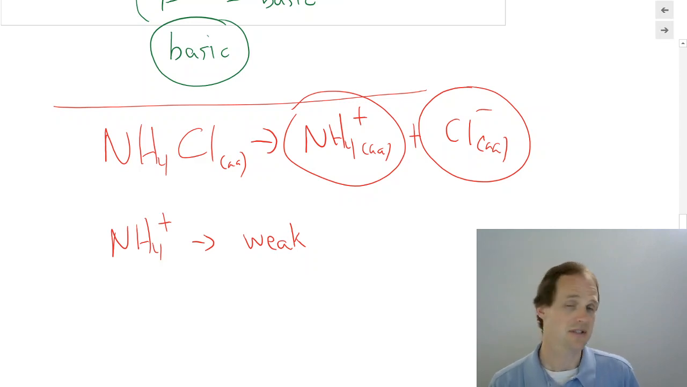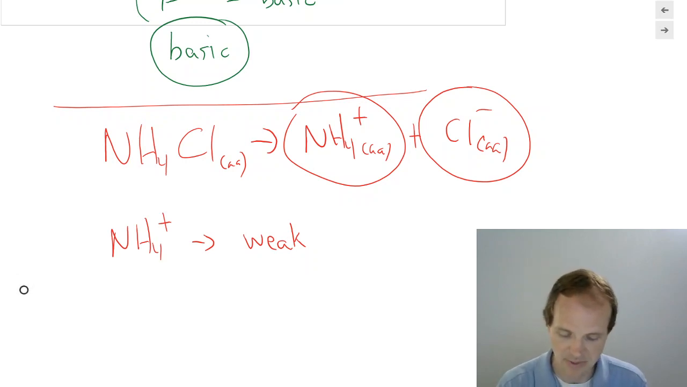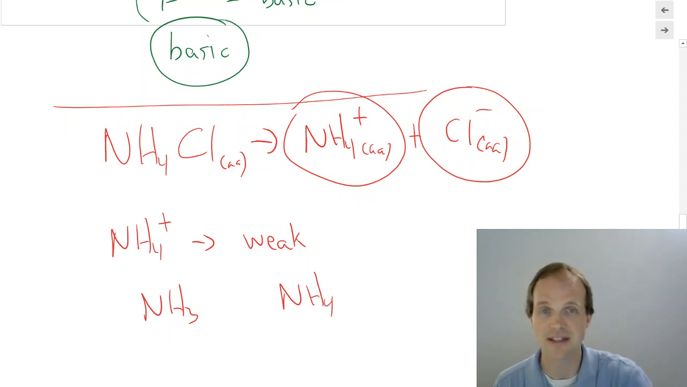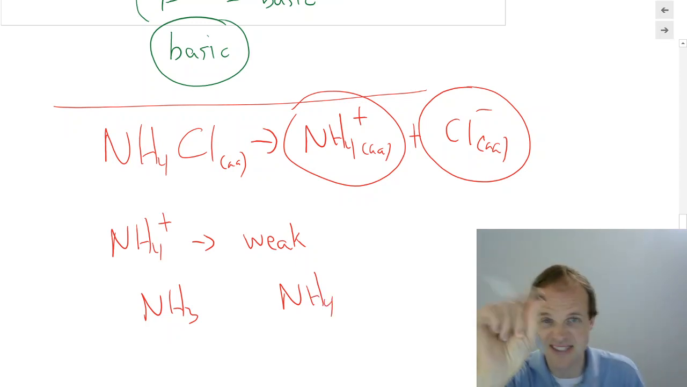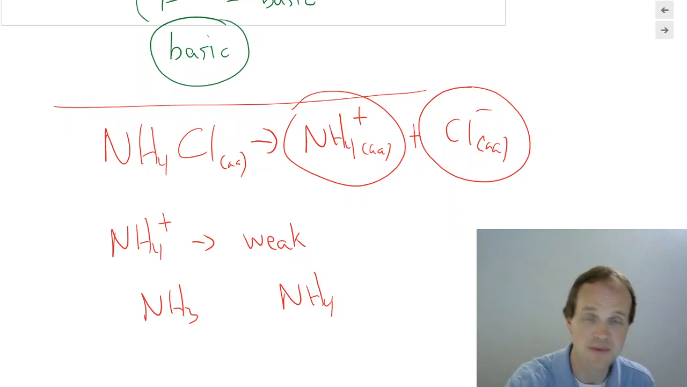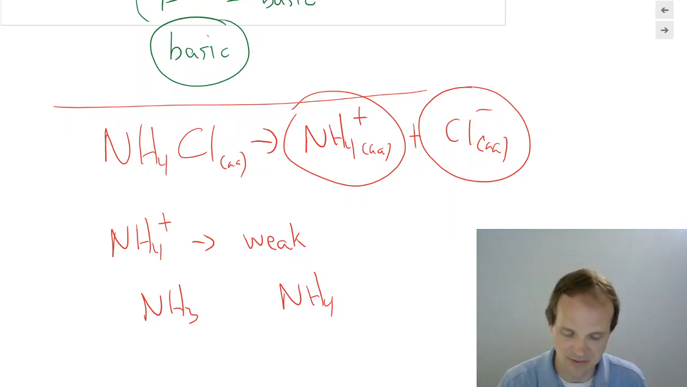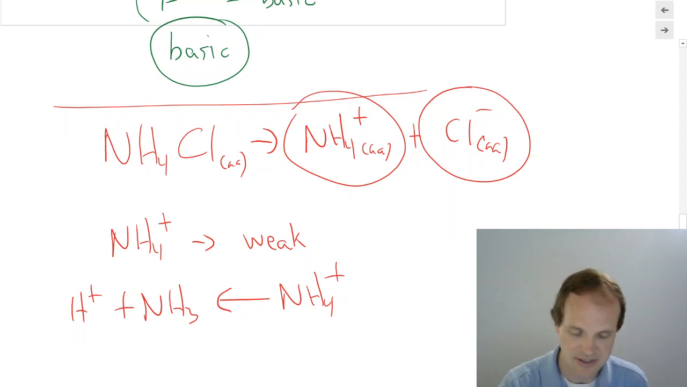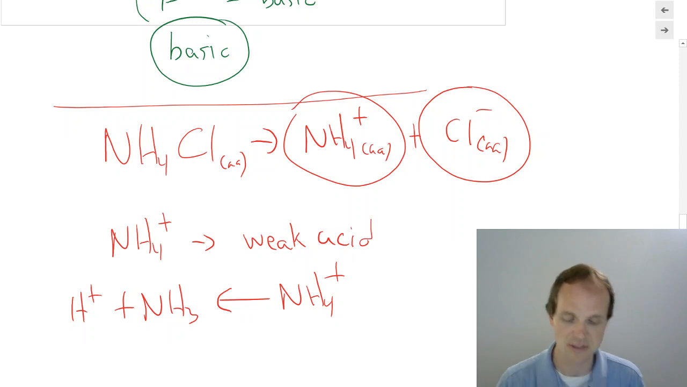Generally, if you're looking at something and it's got a plus sign, you're probably looking at an acid, especially if you've got lots of hydrogens around. But let's think about what it is. We know NH3 and we know NH4. NH4 plus has that extra hydrogen, which means it can also give that hydrogen away. NH4 plus can give off a hydrogen to form NH3 and H plus. So this is going to be a weak acid, and it's going to make our solution slightly acidic.